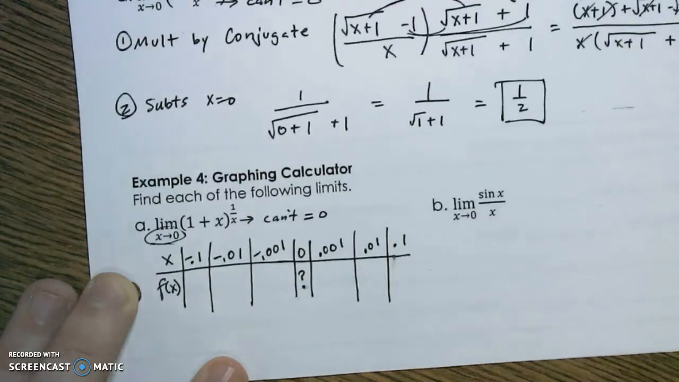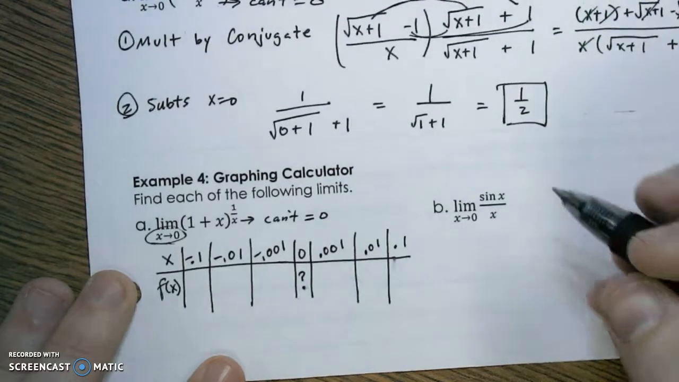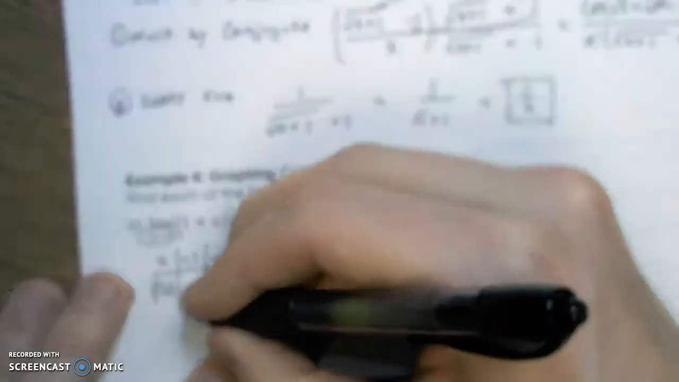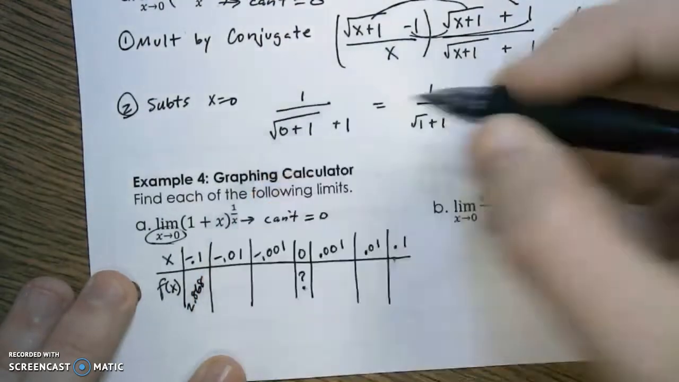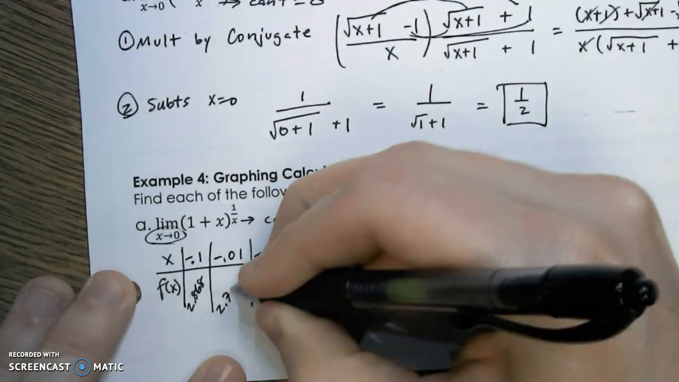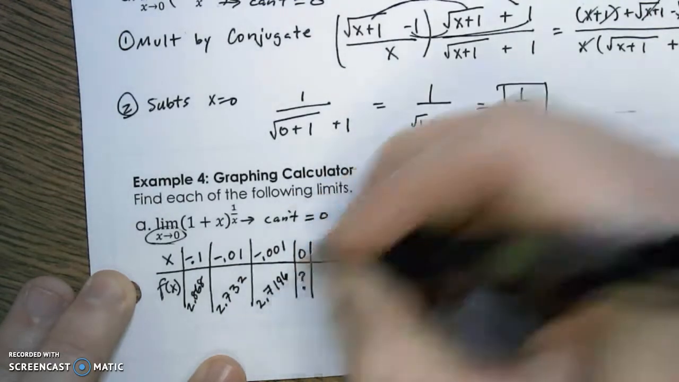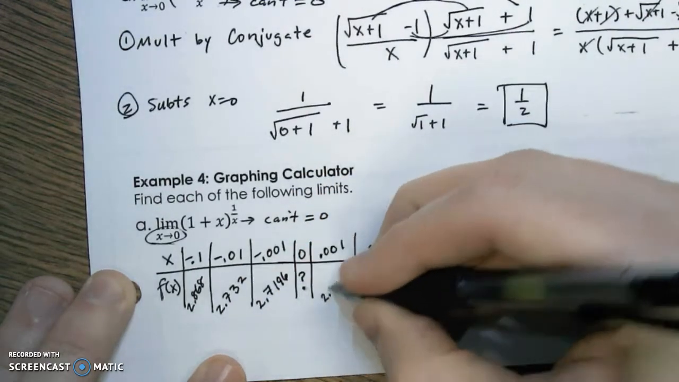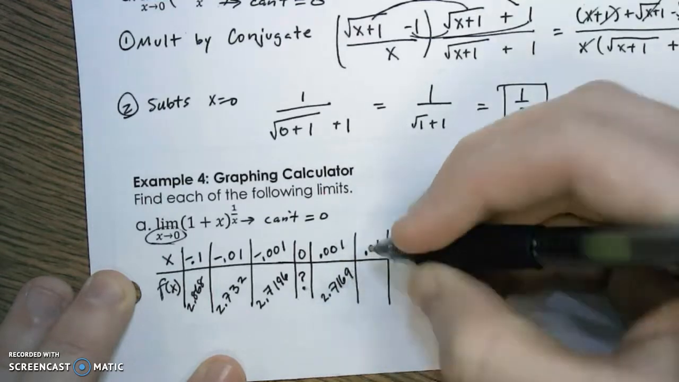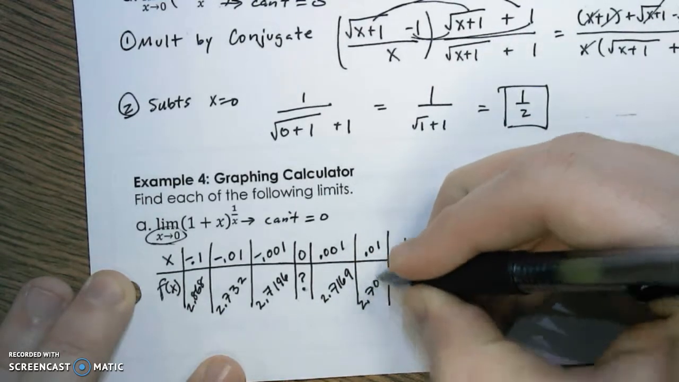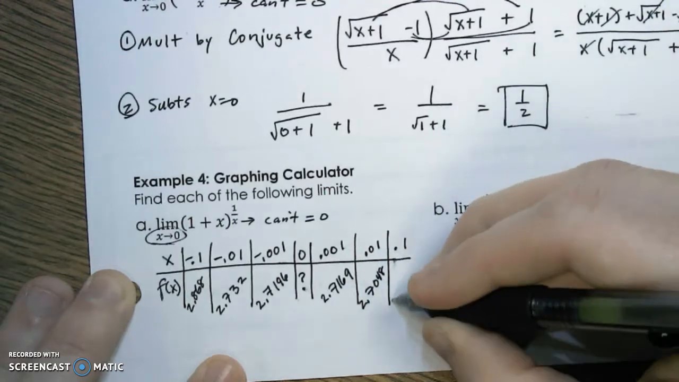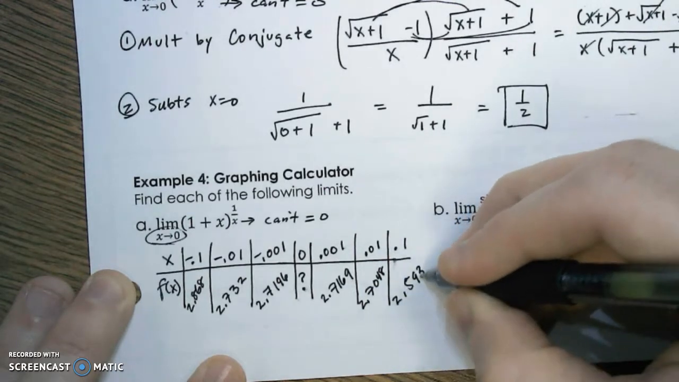So I plugged in those values, and I got 2.868, and then I got 2.732, then 2.7196, 2.7169, 2.7048, 2.5937.